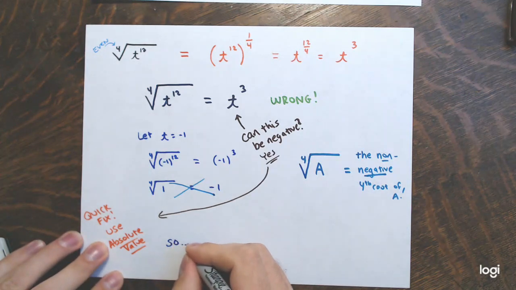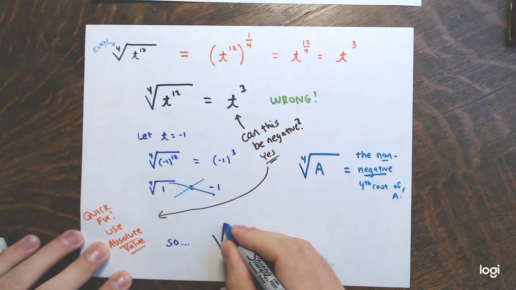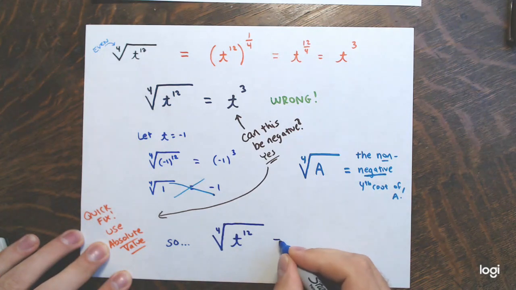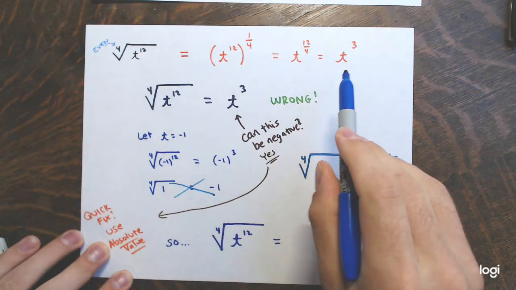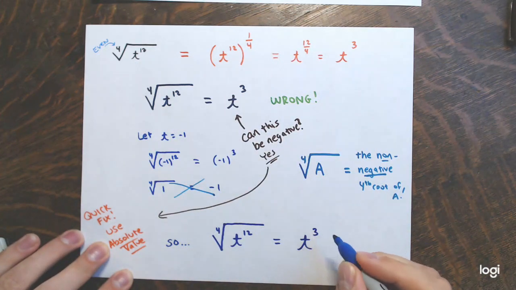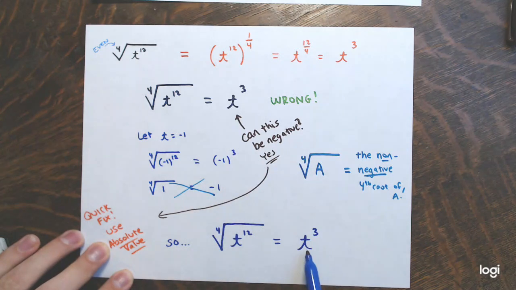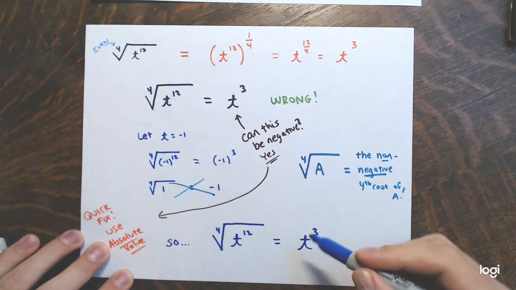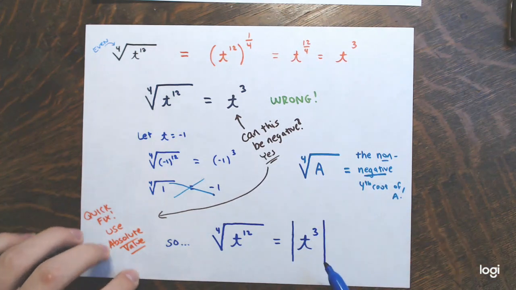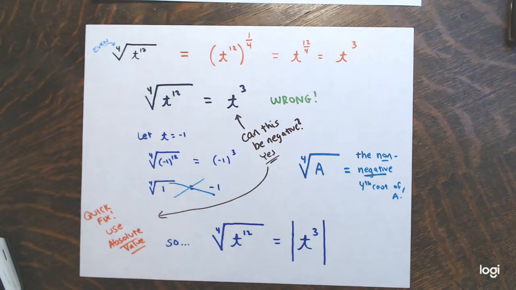So when I say the 4th root of t to the 12th, and I'm asked to simplify it, again, you can do what you normally start off doing. It's equal to t cubed, but you saw not all the time, not when that's negative, right? This can be negative, so let's just ensure that it's not by popping the absolute value symbols around it. So the 4th root of t to the 12th, it's not just t cubed, it's going to be the absolute value of t cubed, right?